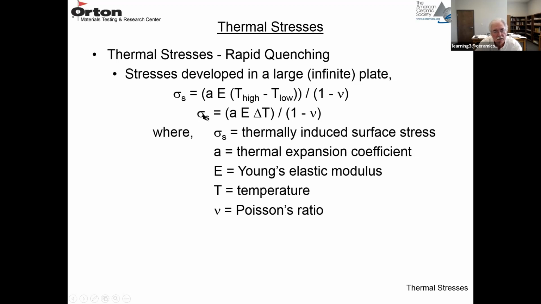So this is basically stress equals the elastic modulus times the strain, and the strain is a thermal strain here, the thermal expansion coefficient times the delta T. And strains from thermal stresses can be quite high, can be much higher than strains produced on a sample from a mechanical test machine.